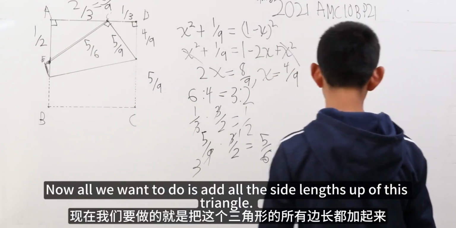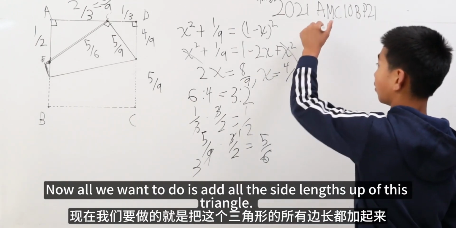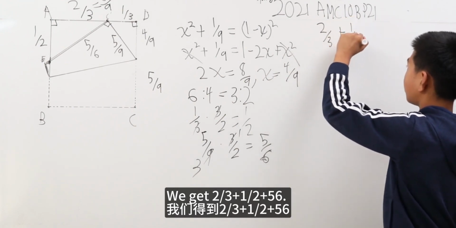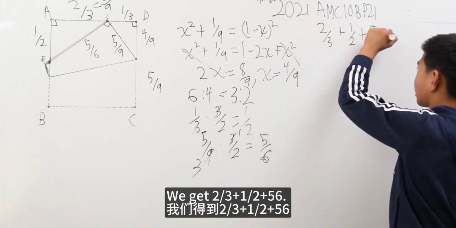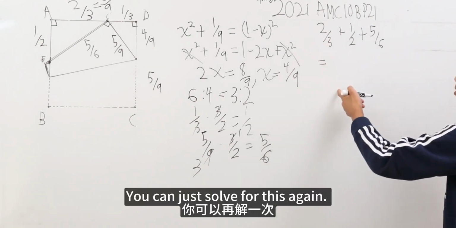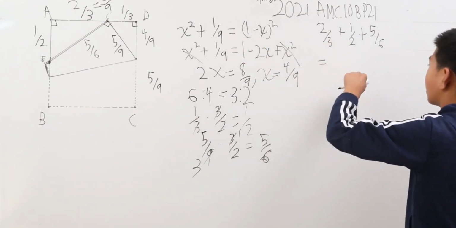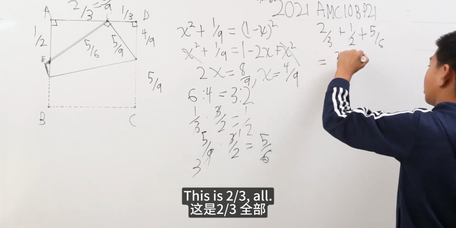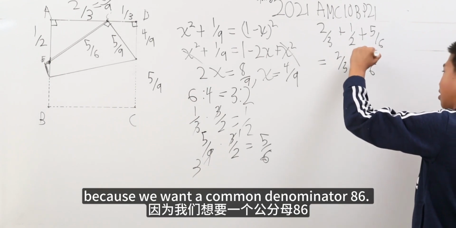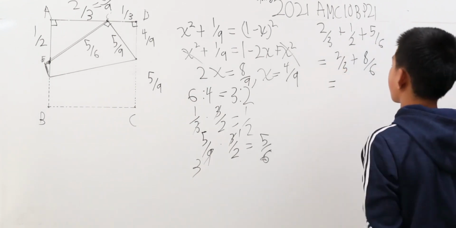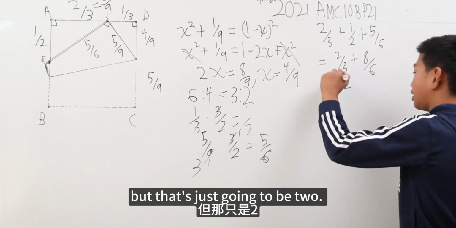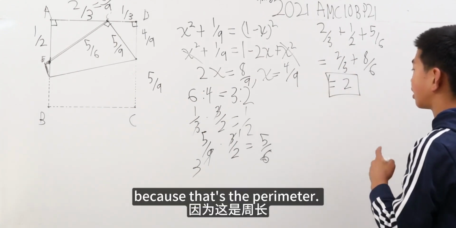Now all we want to do is add all the side lengths of this triangle. So we get 2/3 plus 1/2 plus 5/6. We can solve this with a common denominator of 6: 4/6 plus 3/6 plus 5/6, which is 12 over 6, and that's just 2. Our answer is 2, because that's the perimeter.